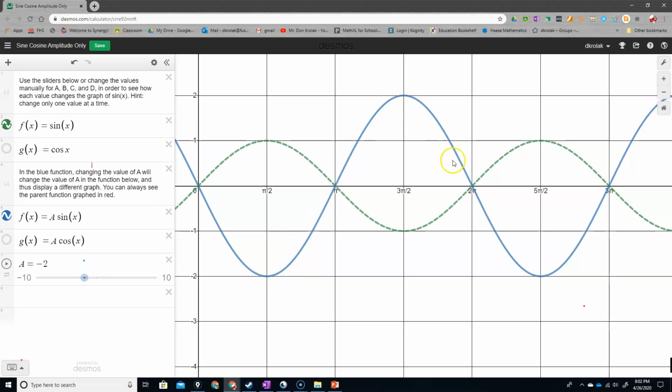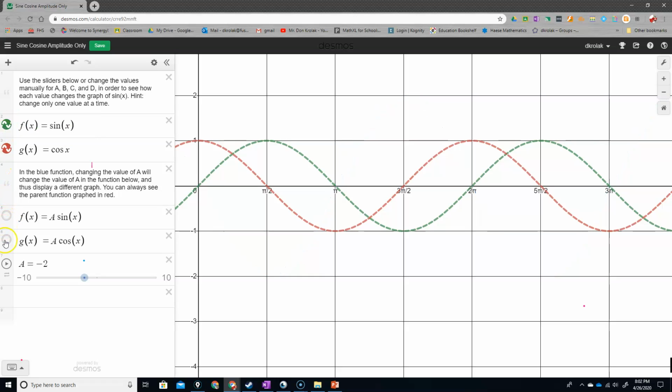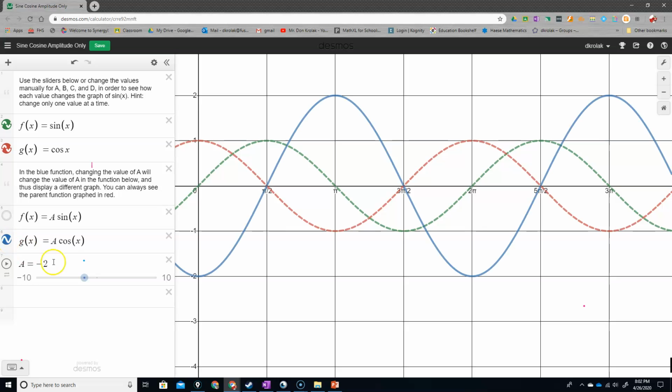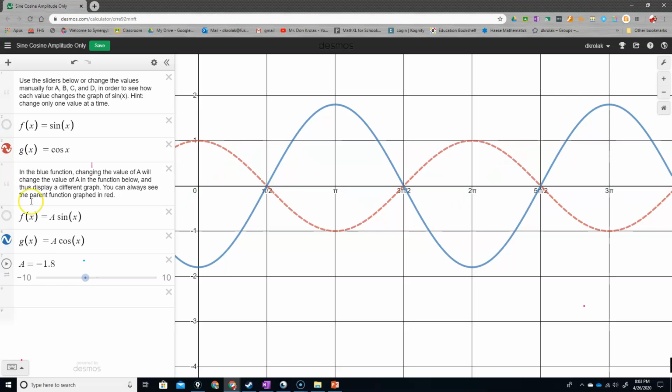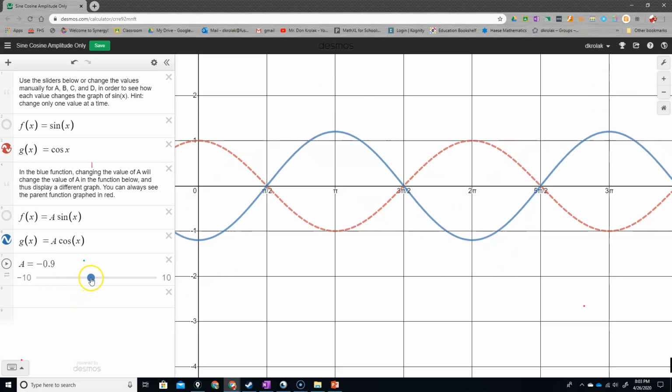I see one cycle between 0 and 2 pi. Okay, now if we get rid of the sine, I'm going to unclick it and click on the 2 cosines. Okay, so let's get rid of the sine there. There we go. So the red one is the cosine.